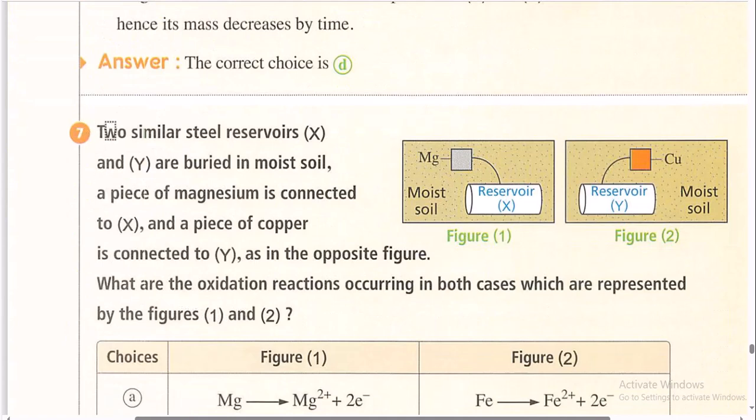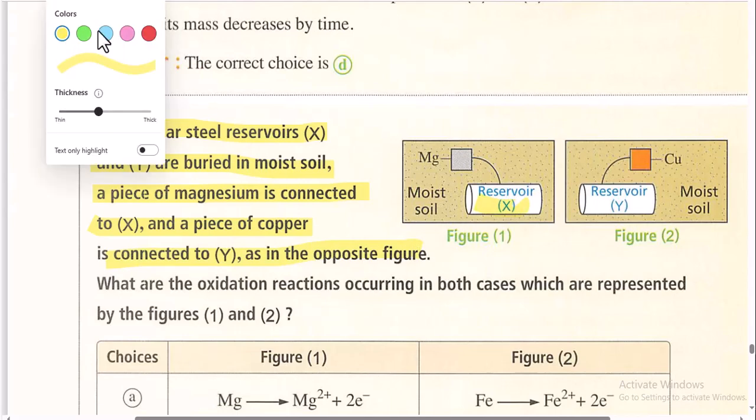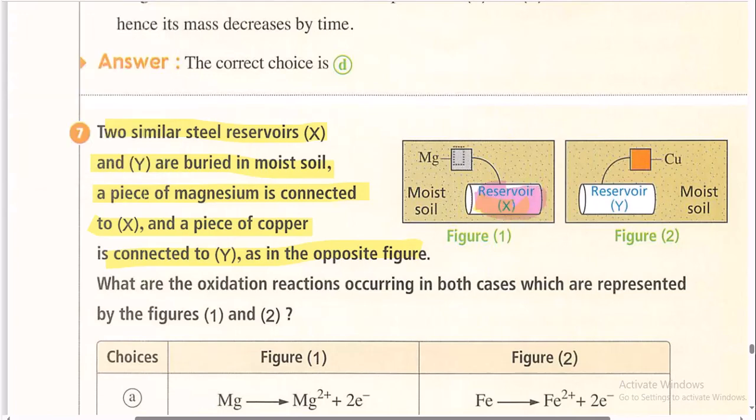Two similar steel reservoirs X and Y are buried in the moist soil. A piece of magnesium is connected to X and a piece of copper connected to Y, as in the opposite figure. This is iron. This is iron reservoir X connected to magnesium, and iron reservoir Y connected to copper. So what is the question? What are the oxidation reactions occurring in both cases, which are represented by figure 1 and figure 2?